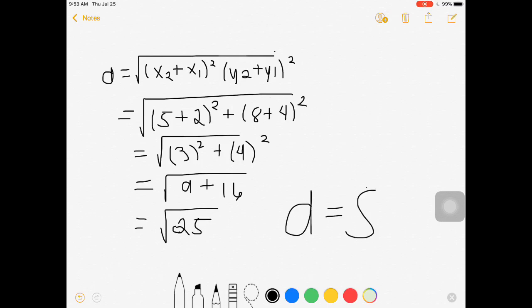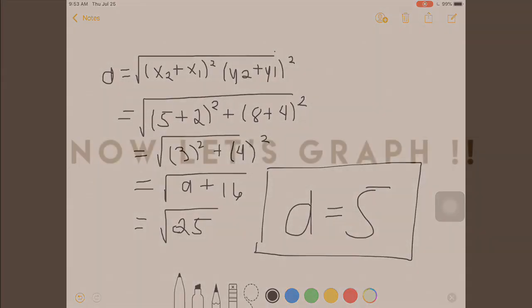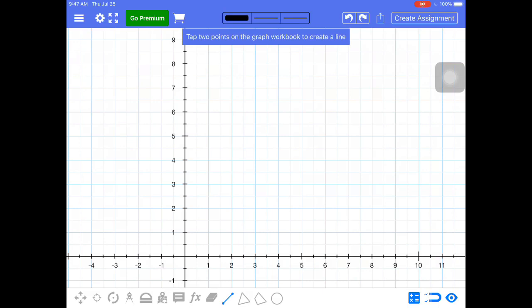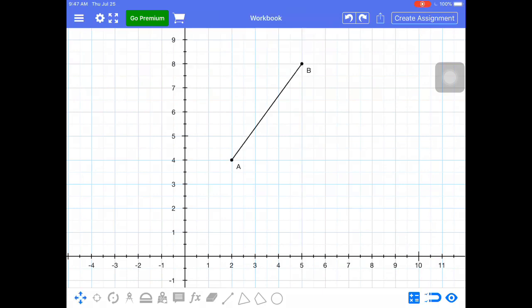The final formula is d equals square root of x sub 2 minus x sub 1 squared plus y sub 2 minus y sub 1 squared. For example, 2 and 4, 5 and 8.